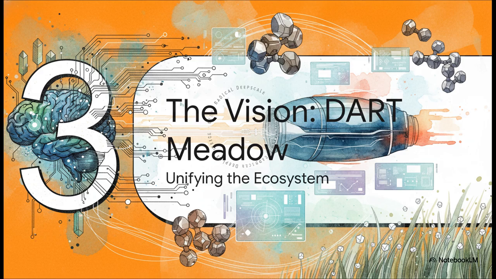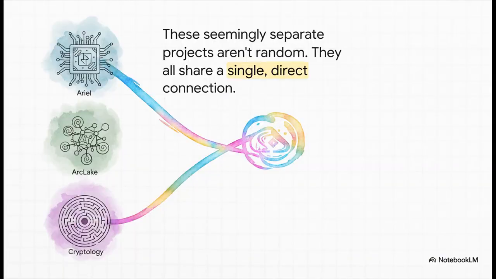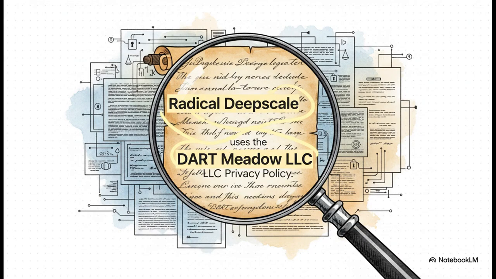But it turns out there's one other name that finally ties this entire thing together into a single unified vision, Dart Meadow. I know, it really feels like this is just a collection of separate, crazy ambitious projects. But after a little bit of digital digging, it becomes obvious that they are all directly connected. They all point to a single company with a single mission. And the clue? Well, it's been hidden in plain sight this whole time, in the one place nobody ever thinks to look, the legal fine print.